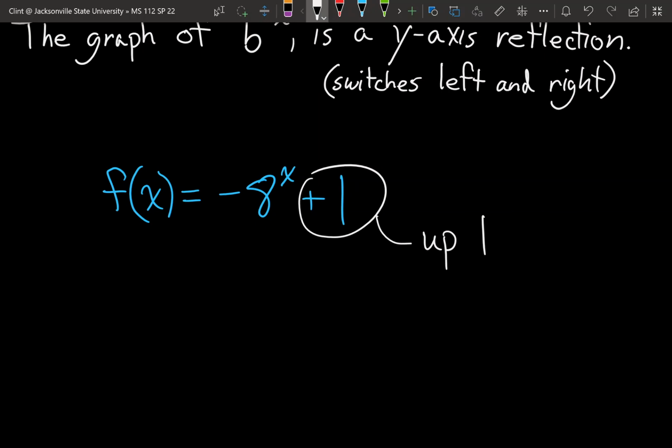And then the other thing we got to pay attention to is this minus sign that's out in front of everything. If we have a minus sign out front of everything, that switches top and bottom. So that's an x-axis reflection.